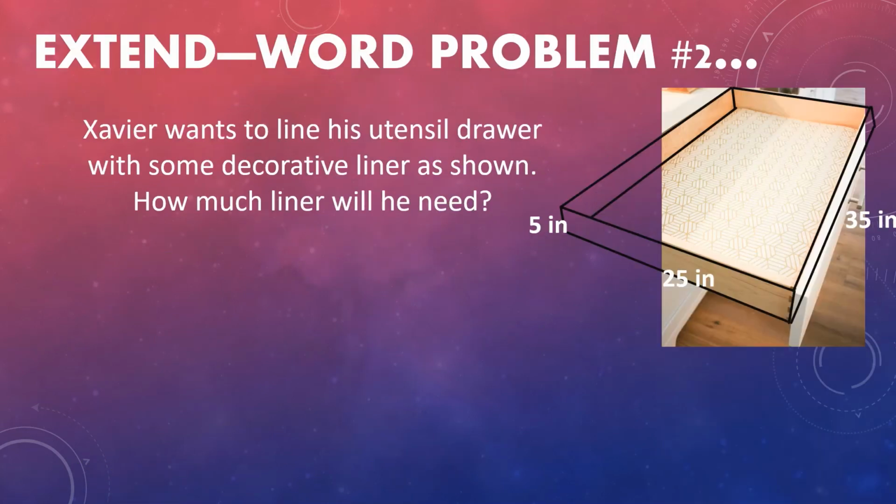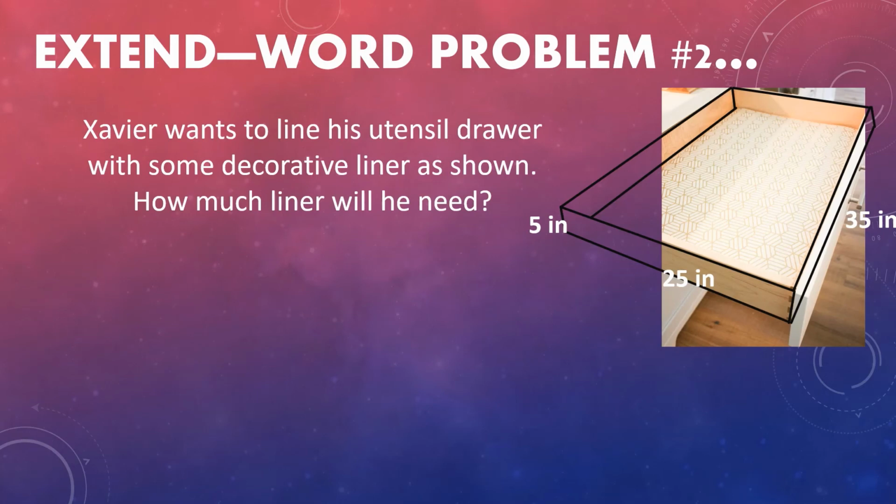Alright, so here is our last problem for this video, and this is one of the most difficult questions, and a lot of students actually missed it on a test. So I wanted to throw it in so I can explain it to you. So the problem says, Xavier wants to line his utensil drawer with some decorative liner as shown. How much liner will he need?